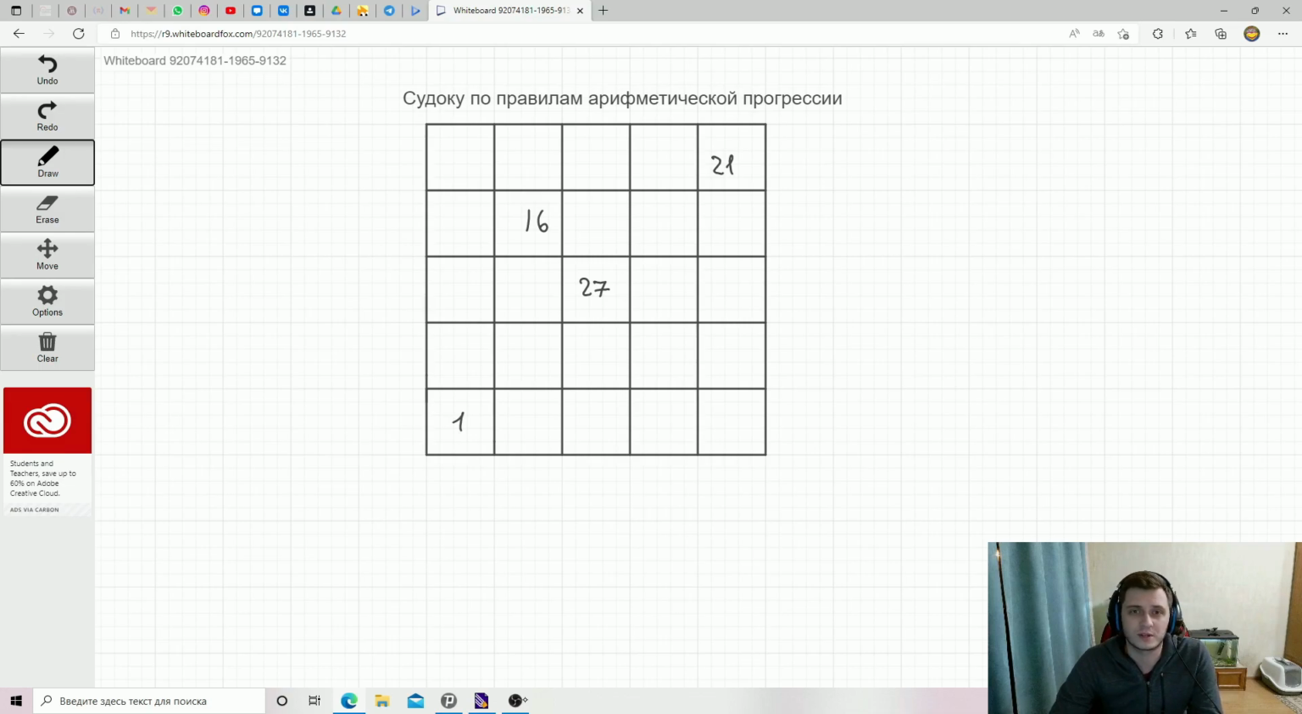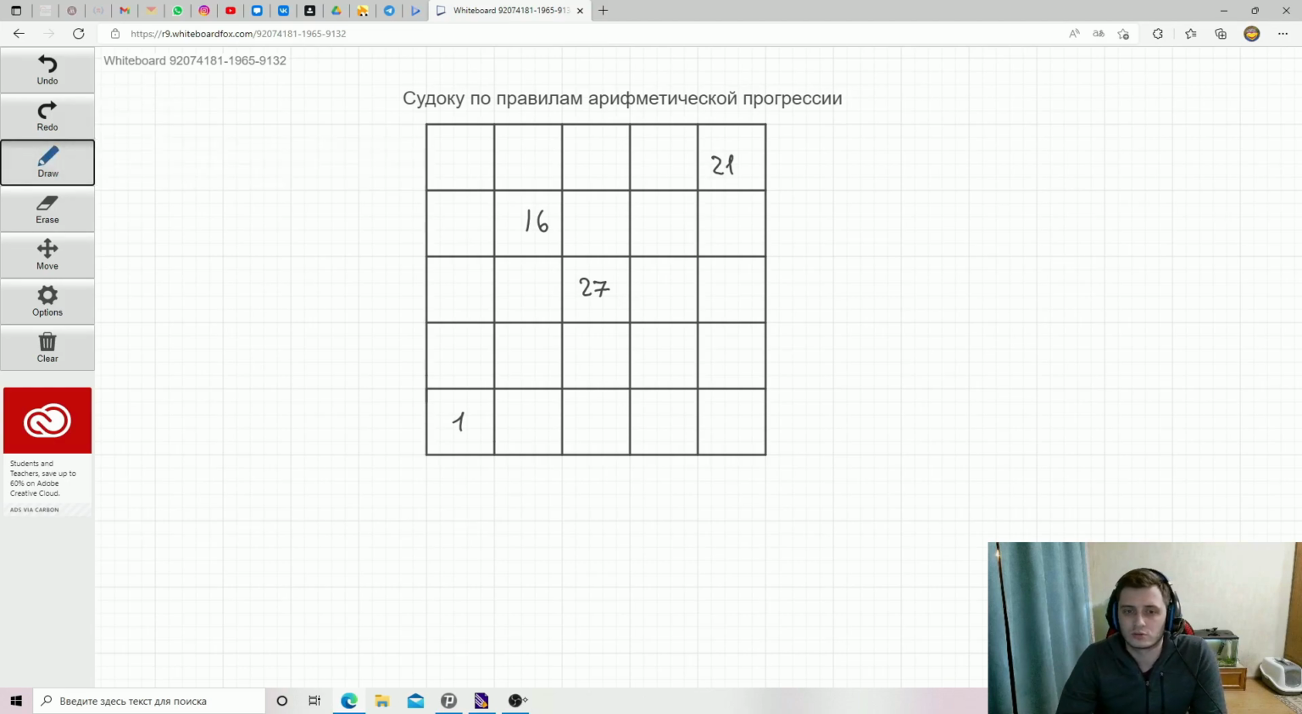This is Sudoku according to the rules of arithmetic progression. What does this mean? This means that you need to fill this square with numbers, using the rule that each row and each column of this square should represent an arithmetic progression. That is, any two adjacent squares in any row or column must differ by exactly the same number. Well, let's get started.